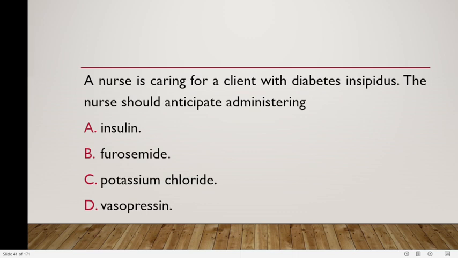A nurse is caring for a client with diabetes insipidus. The nurse should anticipate administering what? Patients with diabetes insipidus have produced less or no ADH, vasopressin. So as a nurse, you should anticipate administering the same, and that's why D is correct.